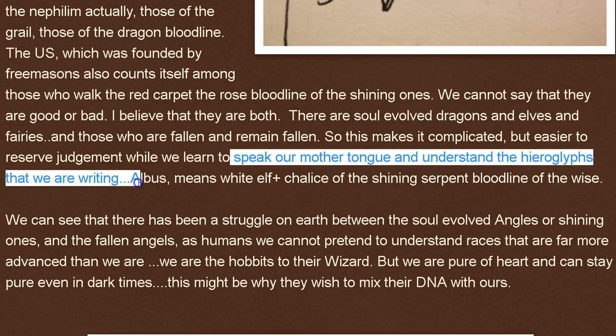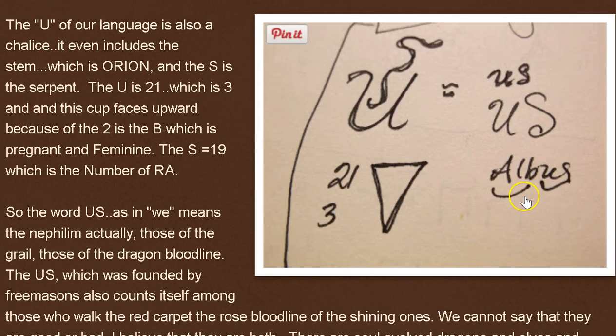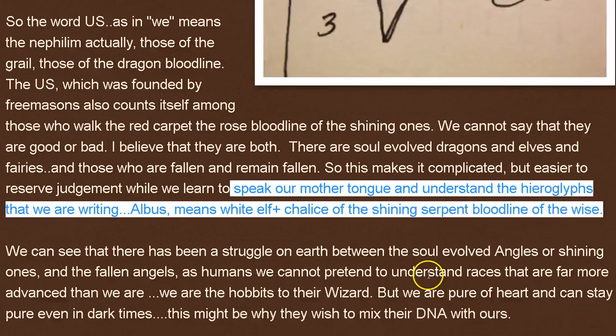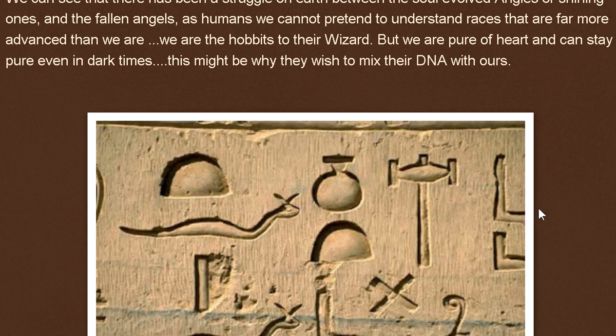Albus means white elf and chalice of the shining serpent bloodline of the wise. We can see that there has been a struggle on Earth between the soul-evolved angels or shining ones, and the fallen angels. As humans we cannot pretend to understand races that are far more advanced than we are, the hobbits to their wizard. But we are pure of heart and can stay pure even in dark times. This might be why they wish to mix their DNA with ours.